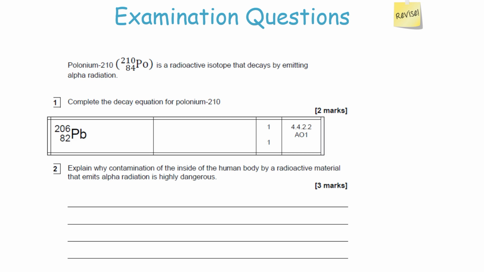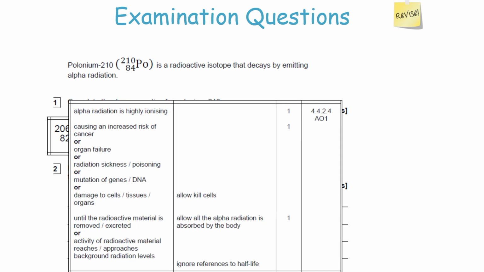Now, why is contamination by a material that emits alpha so dangerous? Well, the first mark is alpha radiation is highly ionizing. Now the second thing is you've got to talk about why that's important. Well, high ionization ability means an increased risk of cancer or organ failure or radiation poisoning or mutation of genes in DNA, which can lead to damage to cells and tissues in organs.